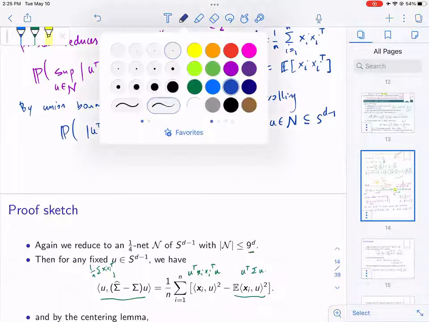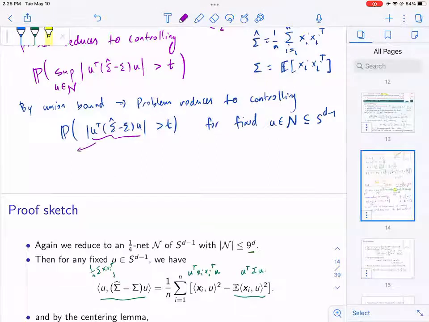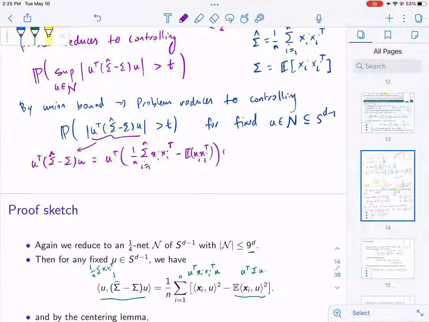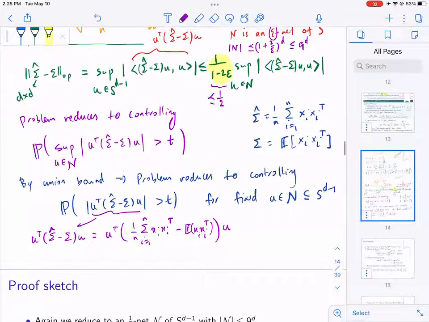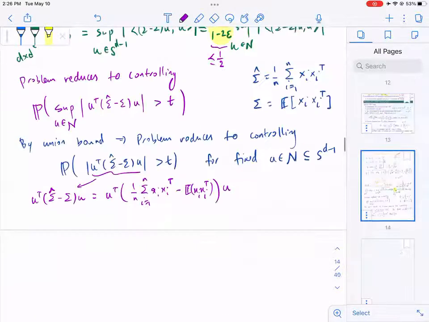Let me write this down. So this would be sigma hat. So can we simplify this a little bit? U transpose, 1 over n, sum over i from 1 to n, of x_i x_i transpose, minus sigma, and then U. How should we simplify this?